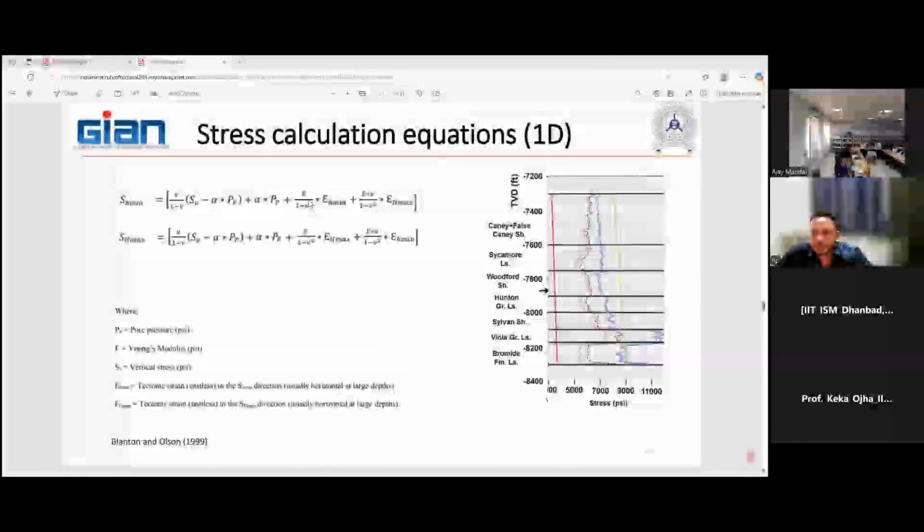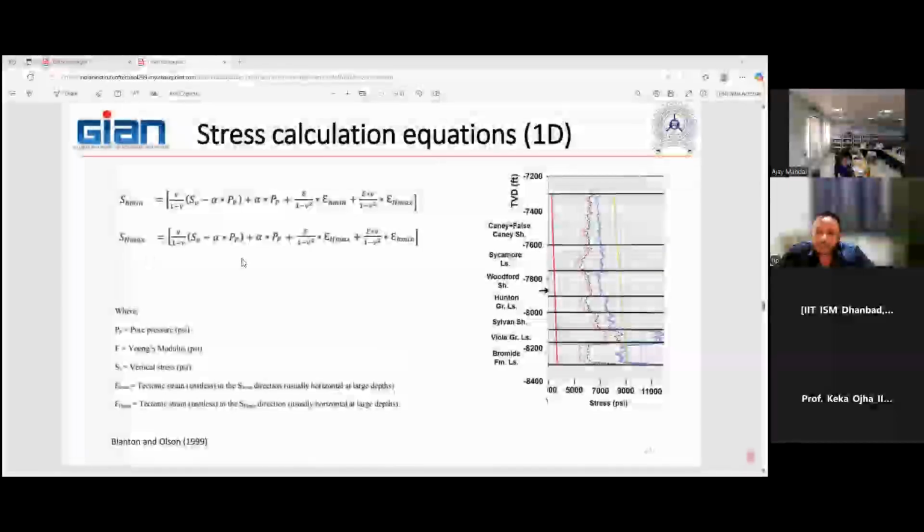There is a slight difference between this and this. Please take a look. Instead of minimum strain, you have the maximum strain here, and instead of maximum strain here, you have minimum. You have just switched the places here, and you can calculate the SH max.